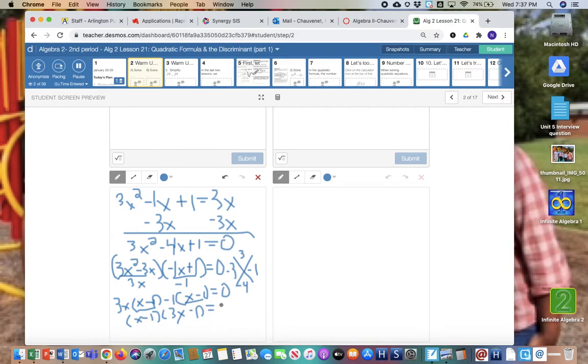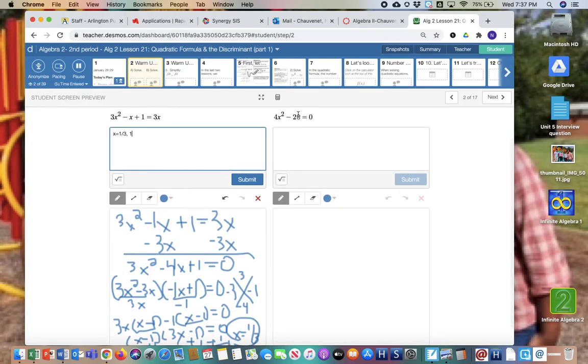Now we're going to solve each of these. I set each factor equal to 0. For x minus 1, I add 1 to solve it, which leaves me with x equals 1. That's one of my solutions. For 3x minus 1, I add 1 and I'm left with 3x equals 1. Now I divide by 3, and that leaves me with my other answer, x equals 1 over 3. So these are my two answers that I jot down up here: x equals 1/3, comma, 1.